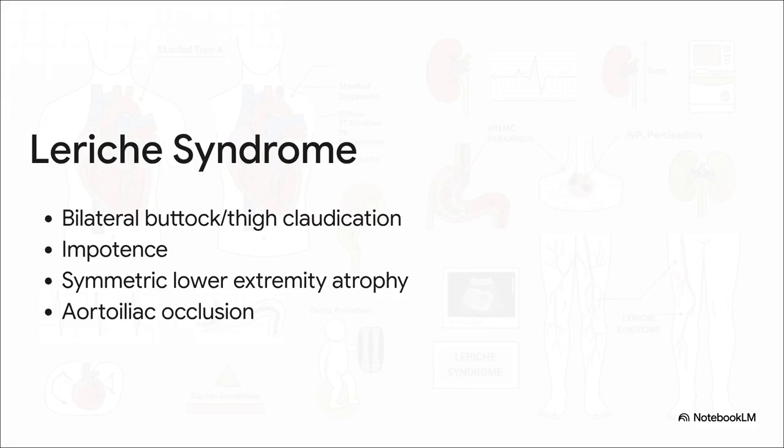Finally, we have aortoiliac occlusion, better known as Leriche syndrome. This presents with a highly specific, very testable clinical triad: bilateral buttock and thigh claudication, impotence, and symmetric atrophy of the bilateral lower extremities. Keep this triad locked in your memory for test day.